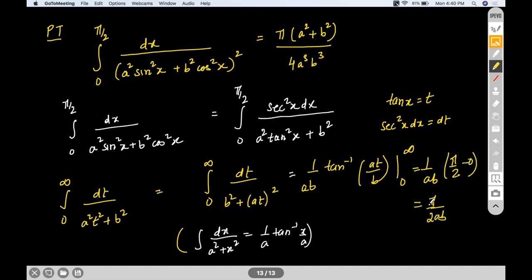Now you must be wondering, why am I doing this? What does it have to do with this question? My question was this: why did I sit and evaluate this? Now there's something very interesting which I'll show you right now. I can actually get this result by differentiation. So I'm going to show you that next.